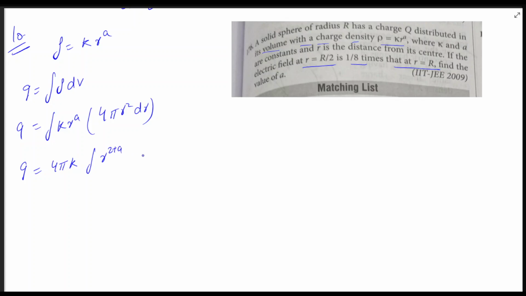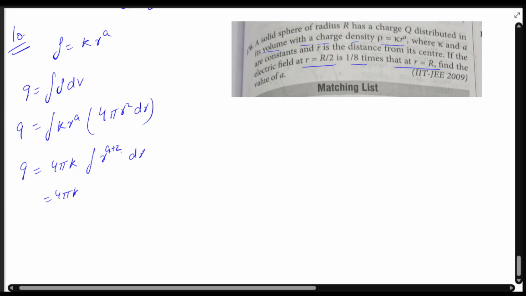We have to find Q as integration of rho dV. So rho will be K r to the power A and dV will be 4 pi r square dr. Okay, I'm not putting limits for now. We'll get 4 pi K integral of r to the power 2 plus A dr. So rather than 2 plus A, we can just write A plus 2 dr. So we will get 4 pi K r to the power A plus 3 by A plus 3.